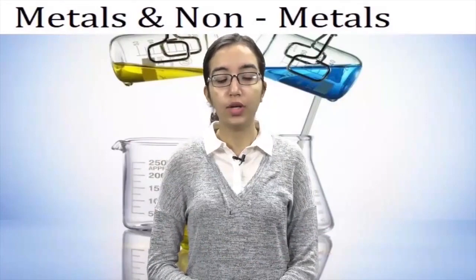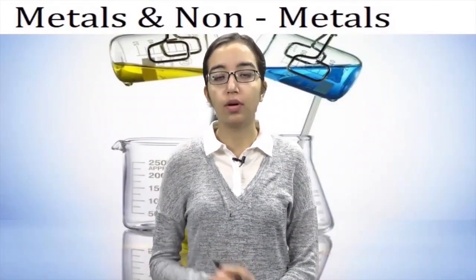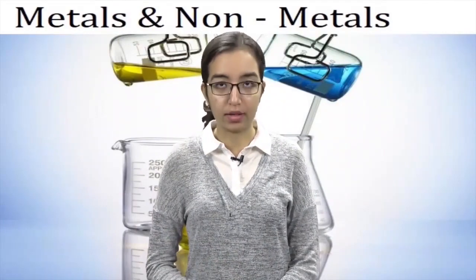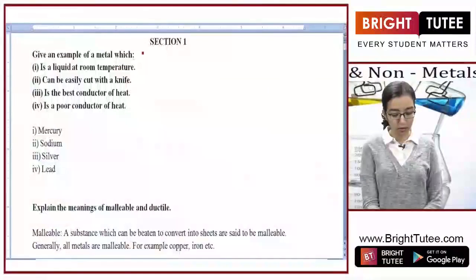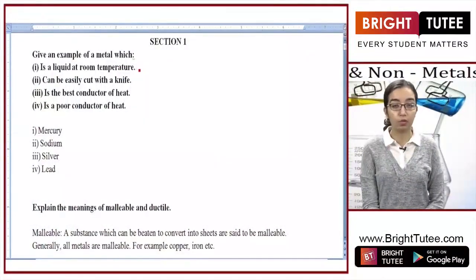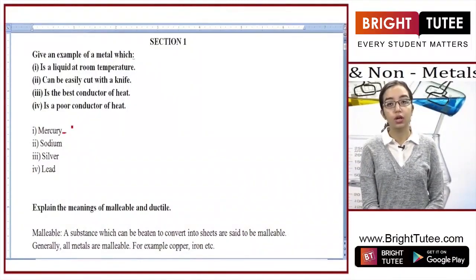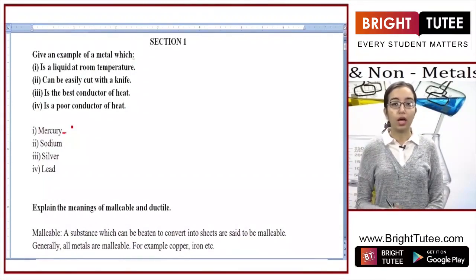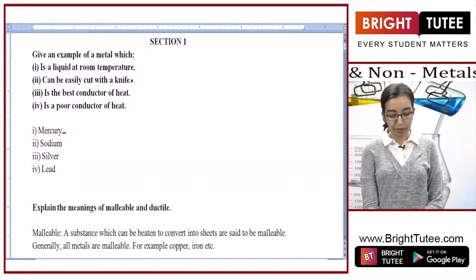Now let's start doing the exercise for this chapter. So we'll be taking questions from the topic physical properties of metals and non-metals. The first question we have here is an in-text question which states, give an example of a metal which is liquid at room temperature. As we've already discussed, mercury is liquid at room temperature, and because of this property it is used in thermometers because it can rise and fall with an increase and decrease in temperature. So the answer here is mercury.